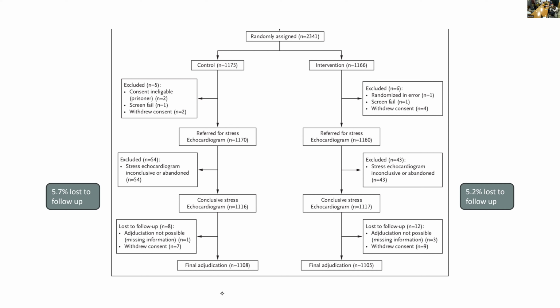In the intervention side, again, 6 were excluded due to randomization error, a screen fail, and 4 of them withdrew consent. Then 43 of the stress echoes were inconclusive or abandoned, and conclusive final adjudication was 1,105 and 5.2% for loss to follow-up. So sort of a balanced loss in follow-up.